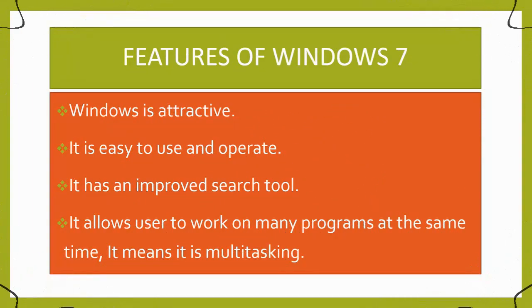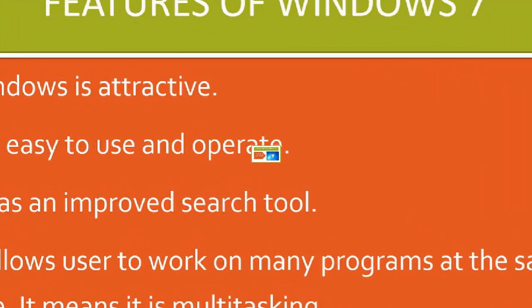Now, let us understand about features of Windows 7. Windows is attractive. It has colorful pictures and themes. It is easy to use and operate. It has an improved search tool. It allows the user to work on many programs at the same time. It means it is multitasking.